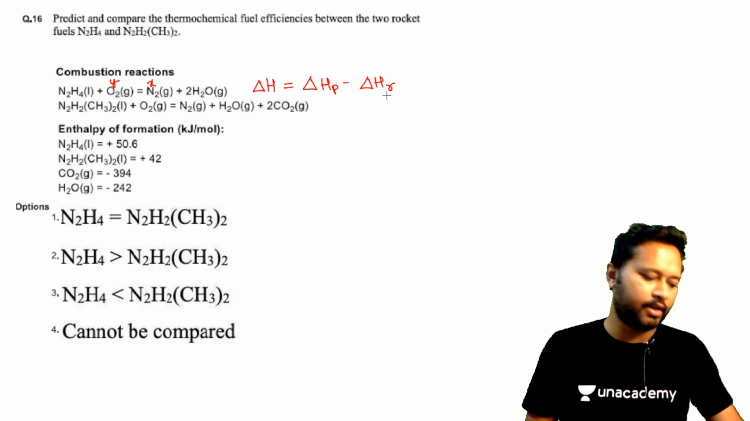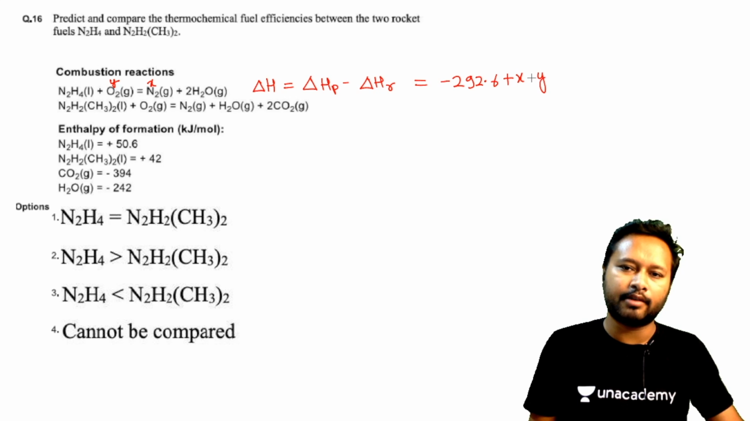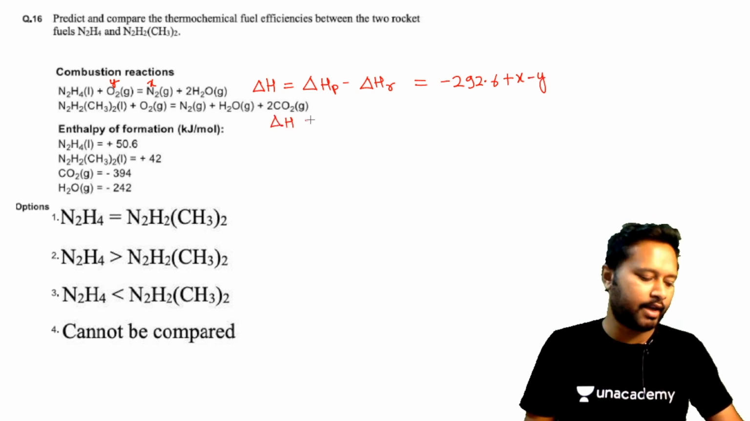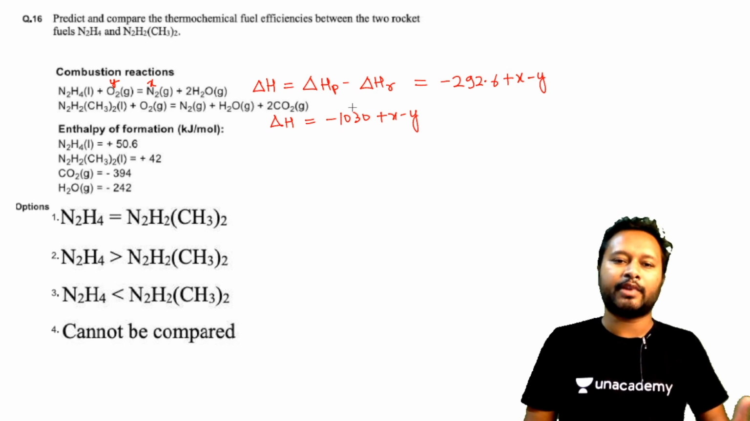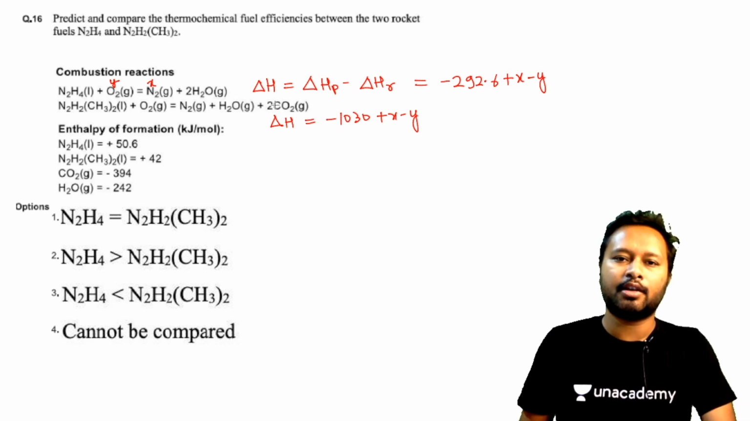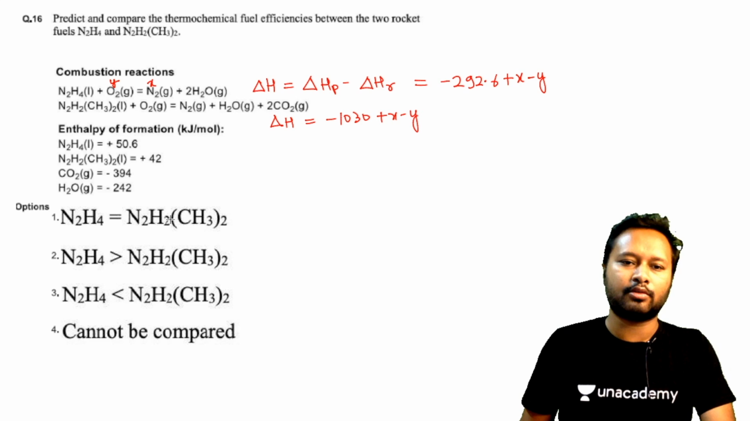On solving it, you get the delta H for the first reaction as minus 292.6 plus X minus Y. Similarly, when you do it for the second reaction, you will get minus 1030 plus X minus Y. That means the second reaction is producing more heat than the first one, and that makes the second fuel the more efficient fuel. So you can say that N2H2(CH3)2 is a more efficient fuel than N2H4.